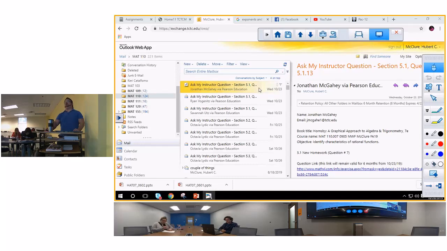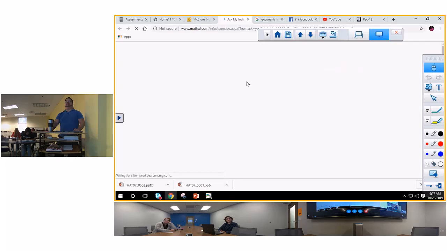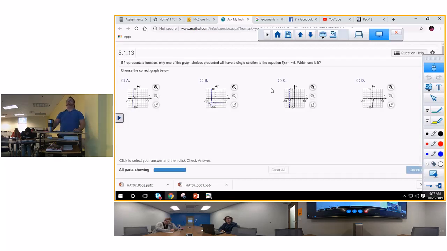This is 5.1, number 7. Is this a test question? Probably. I don't know. Let's see what the test question says. I mean, homework. If f represents a function, only one of the graph choices presented will have a single solution to the equation f of x is equal to -5. Which one is it?